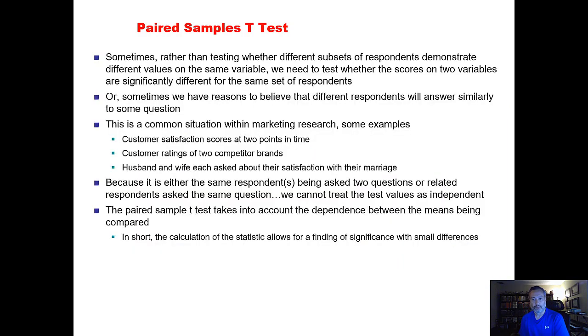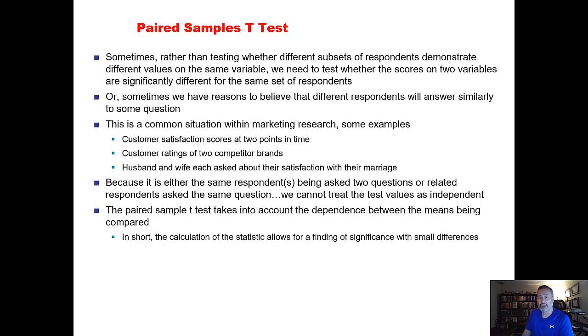I had summarized it before, the independent samples t-test. The situation is that you've got one variable, two groups. But sometimes rather than testing whether different subsets of respondents vary on one attribute, you may want to test whether the same group of people are significantly different on two variables. Or sometimes it's two related cases and whether they differ.